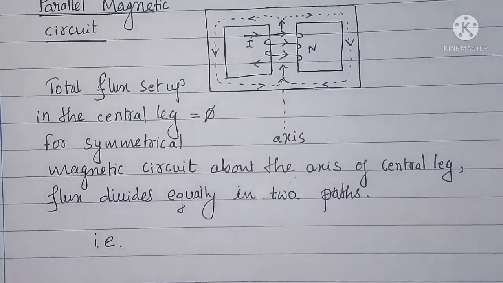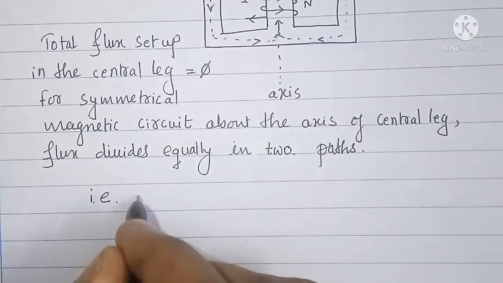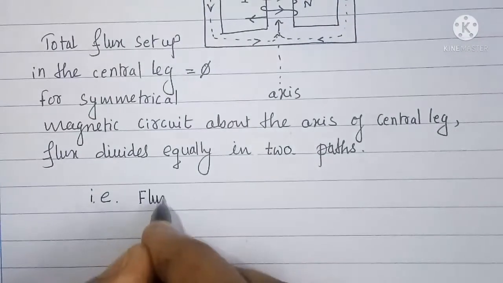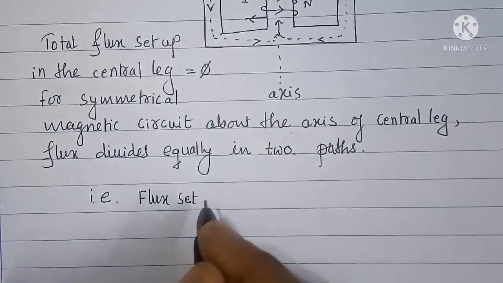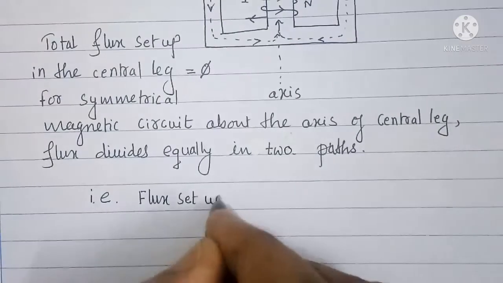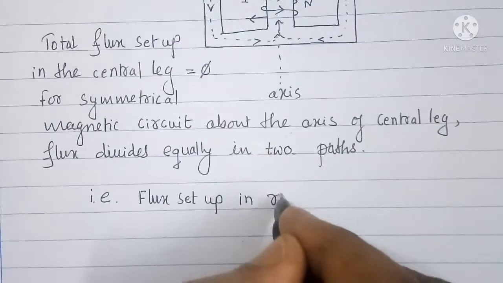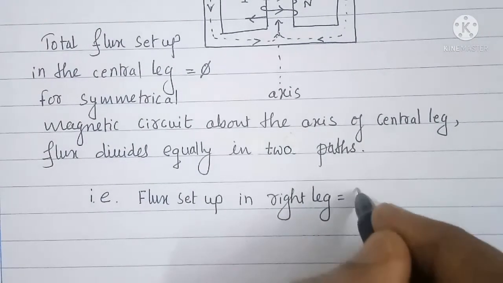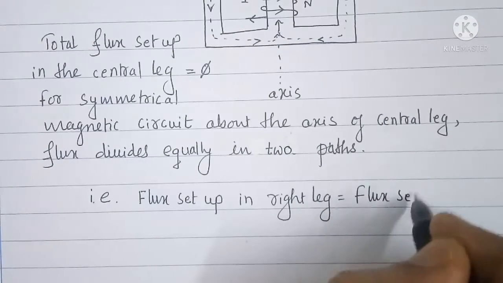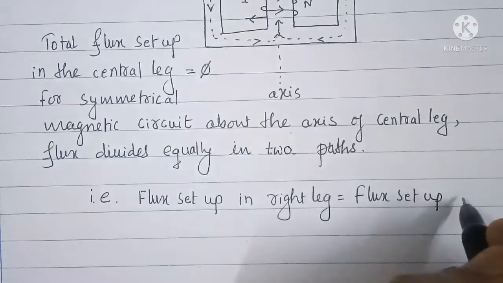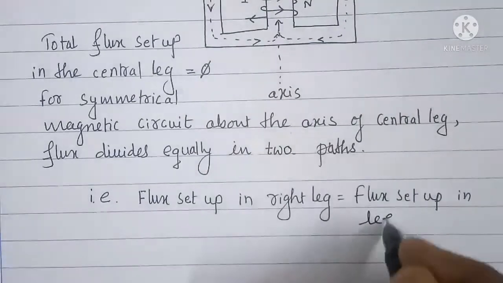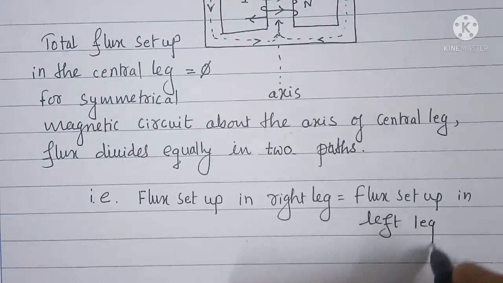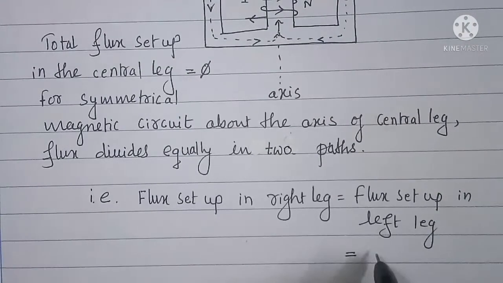That is, the flux set up in the right leg is equal to the flux set up in the left leg, equal to the total flux phi by 2 Webers.